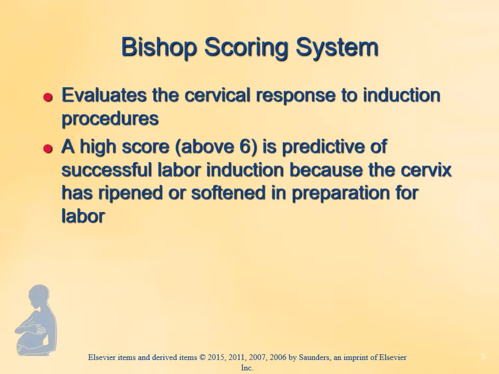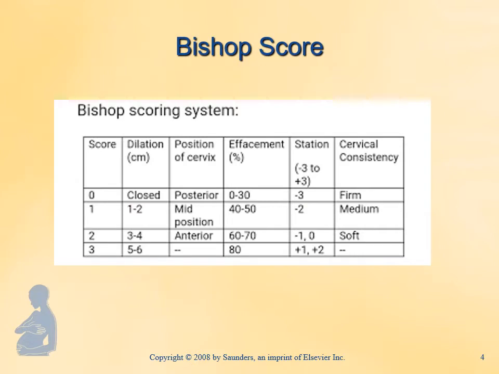We use what's called the Bishop scoring system to evaluate how ready or how ripe the cervix is, and that helps us decide what method we should use to induce somebody's labor. Preferably, we would like a score of 6 or higher, and that is telling us that that cervix is more favorable or more ripe for the contractions that the body might start experiencing.